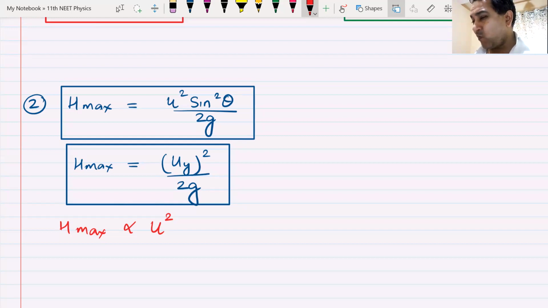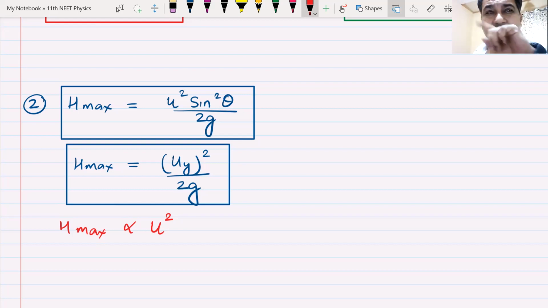But if you make velocity twice, what happens to the maximum height? How many times does it become? Anyone? Yes, beta, it will become 4 times. Why does it become 4 times? Because it becomes 2 square times. If you make the velocity 3 times, from 10 meter per second to 30 meter per second, what will happen to the maximum height?